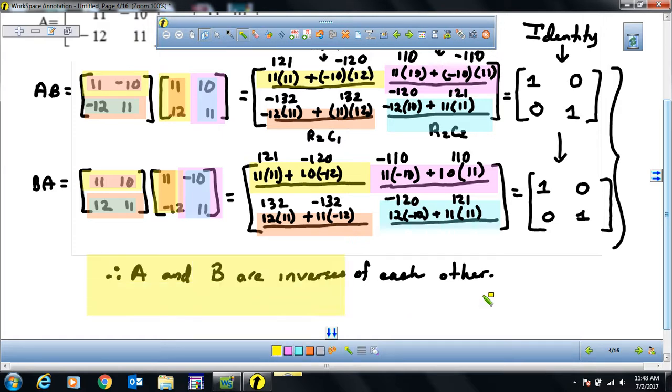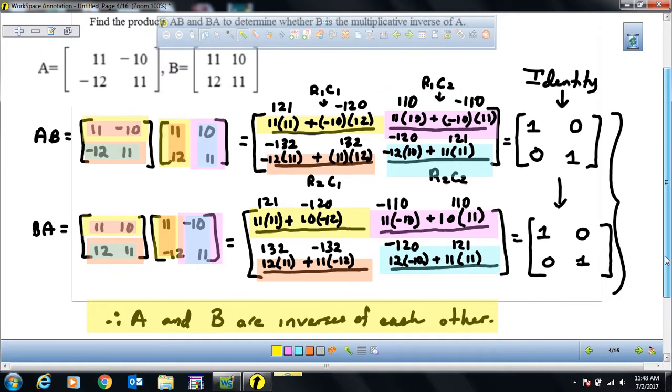Now, what would happen if either AB or BA, or both, does not give me the identity? Then we would say that they are not inverses of each other. In order for two matrices to be multiplicative inverses of each other, when multiplied, they should give me the identity back.